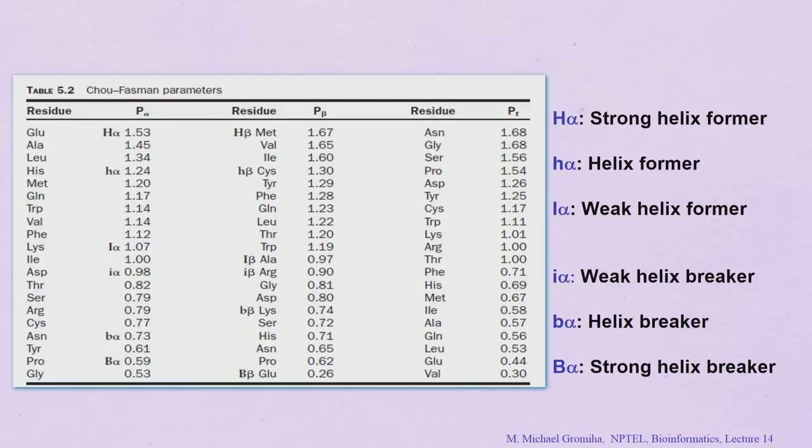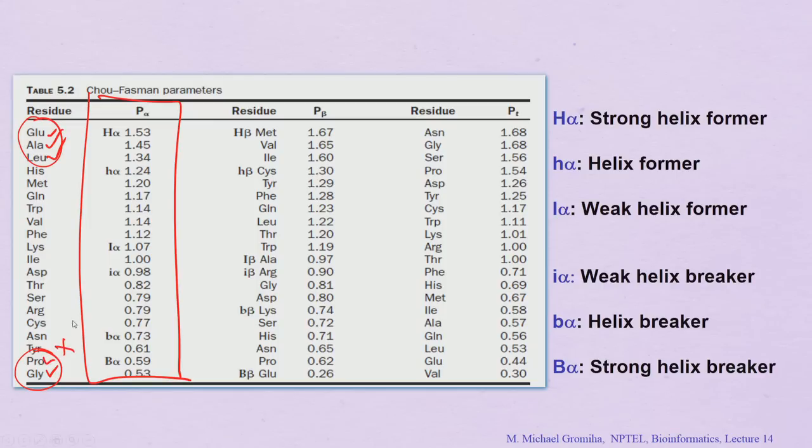For example, if you take the helix, this is the propensity values, this is the data obtained from Chou-Fasman. If you see these numbers, some of them are more than 1, some of them are less than 1. Based on these numbers, which residue is preferred to be in alpha helix? Glu, alanine and leucine. Which residue is not preferred to be in alpha helix? You can see proline, glycine and so on. These have high preference, and these residues have less preference.